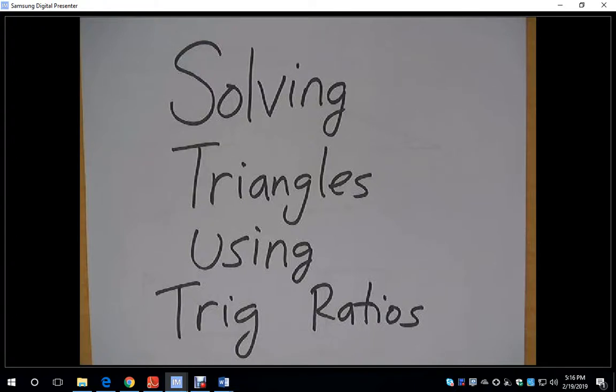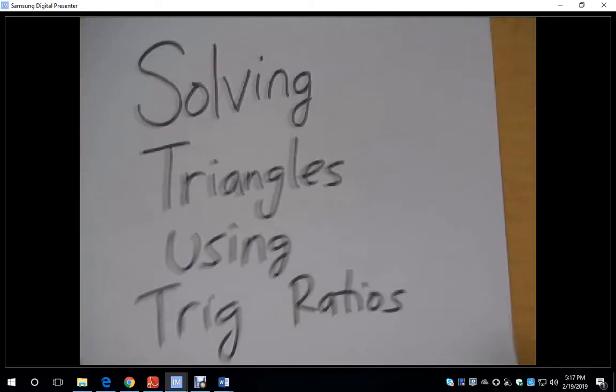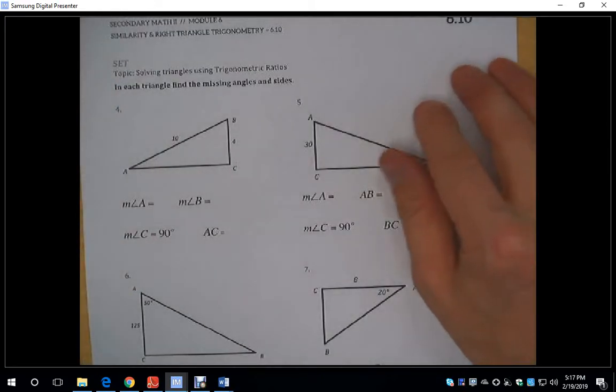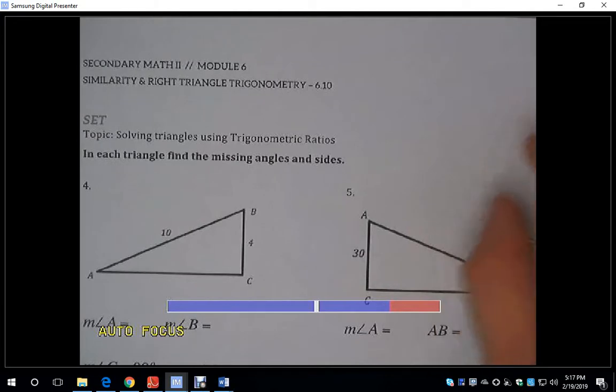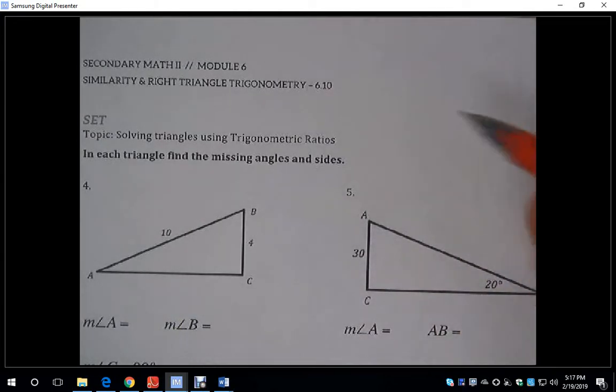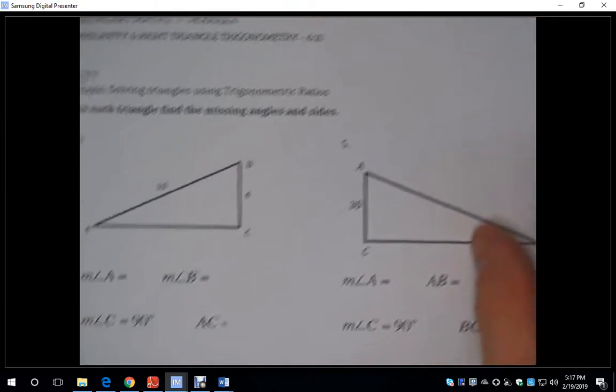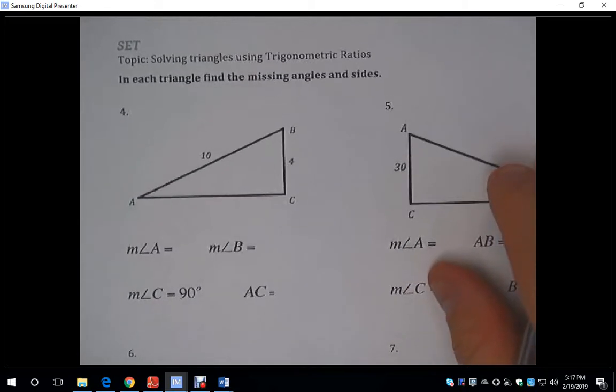The following video is a tutorial on how to solve triangles using trigonometric ratios. I borrowed it from Mathematics Vision Project. You can go to mathematicsvisionproject.org, and the assignment is 6.10 if you wanted to download this worksheet.